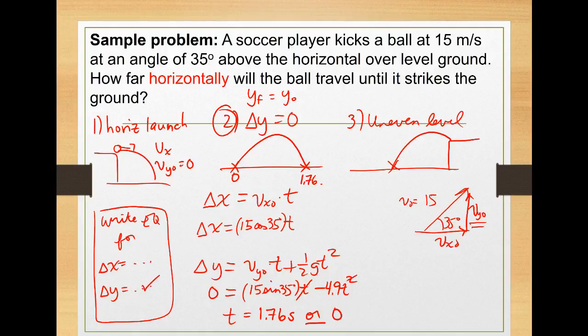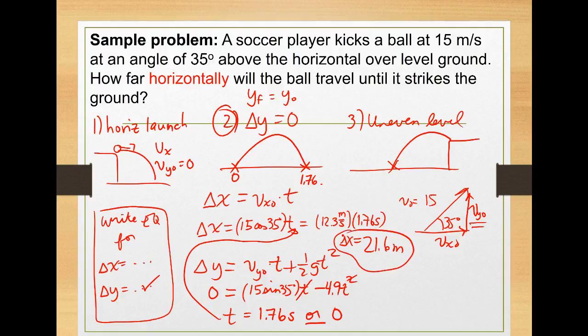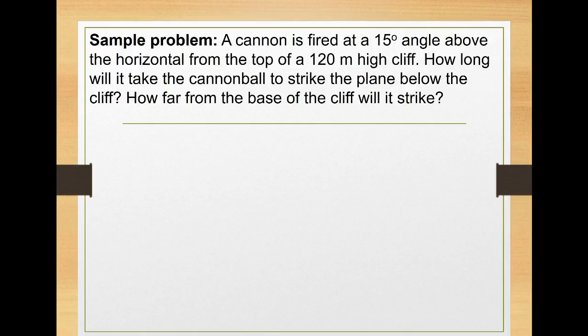So that works out. And now that we have the time, we can bring it back to here, and 15 cosine of 35 is like 12.3 meters per second, and 1.76 seconds is going to give us about 21.6 meters for delta x. And that was what we wanted to find. Okay, let's do one more example and then we'll move on.